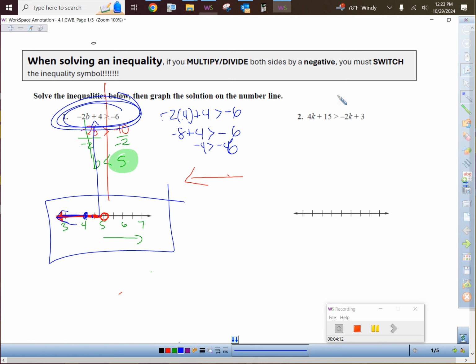Let's try again. Check it out. Here's our symbol. I want to start by moving the k's to the left side.